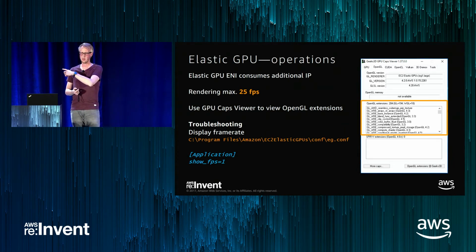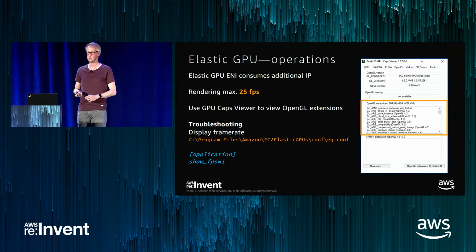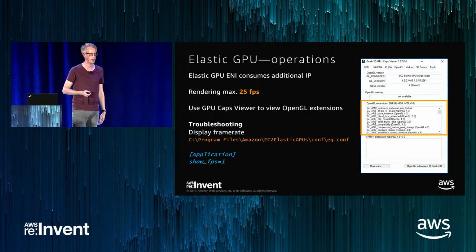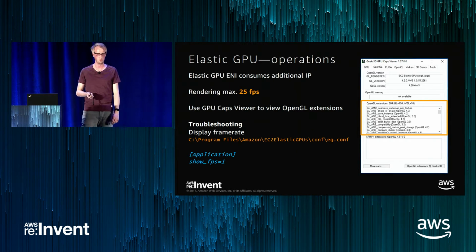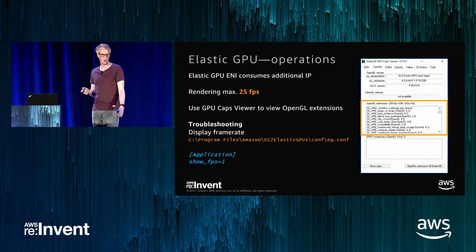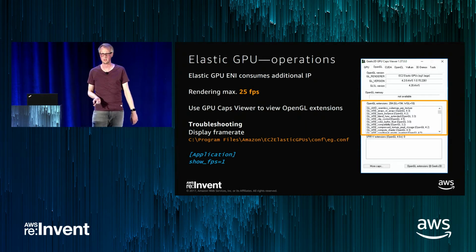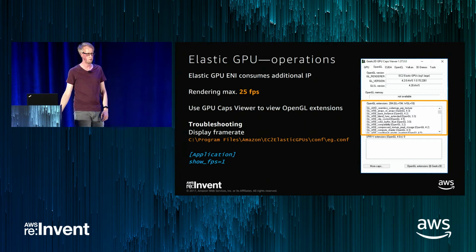And you can edit the driver's configuration file and then show a frame counter. So you can see if you're rendering at the 25 frames or if you're significantly below that. Then it might make sense to upgrade to a bigger Elastic GPU. And if you want to check what kind of capabilities they support, there's tools like the CAPS viewer where you can see what kind of capabilities are supported by the driver at the moment.